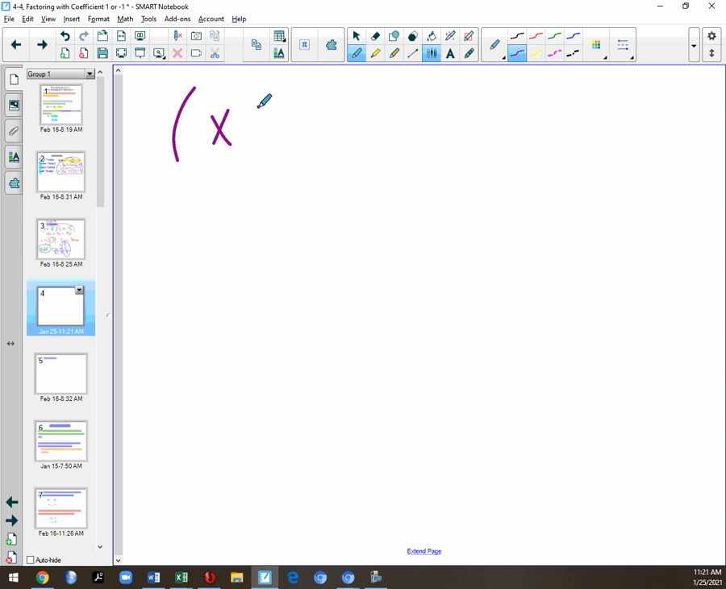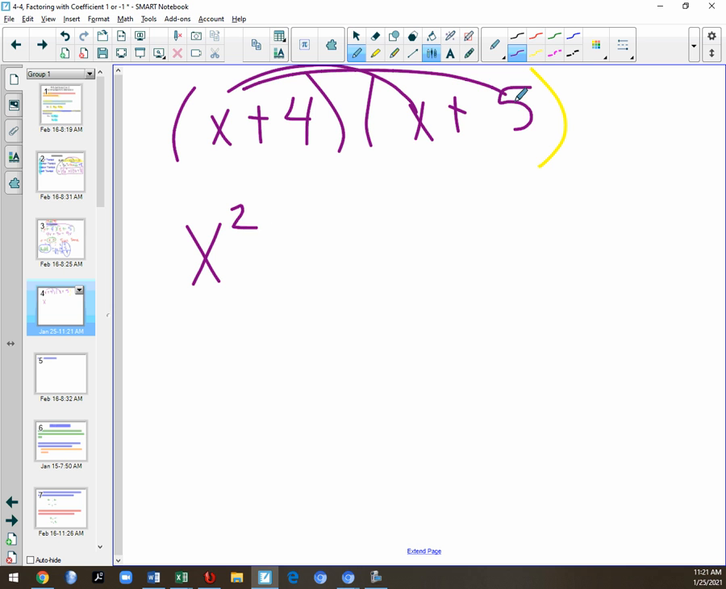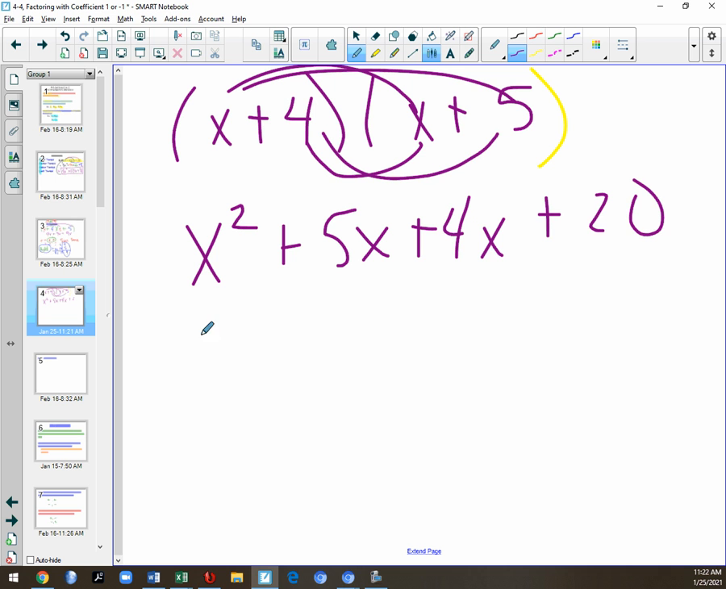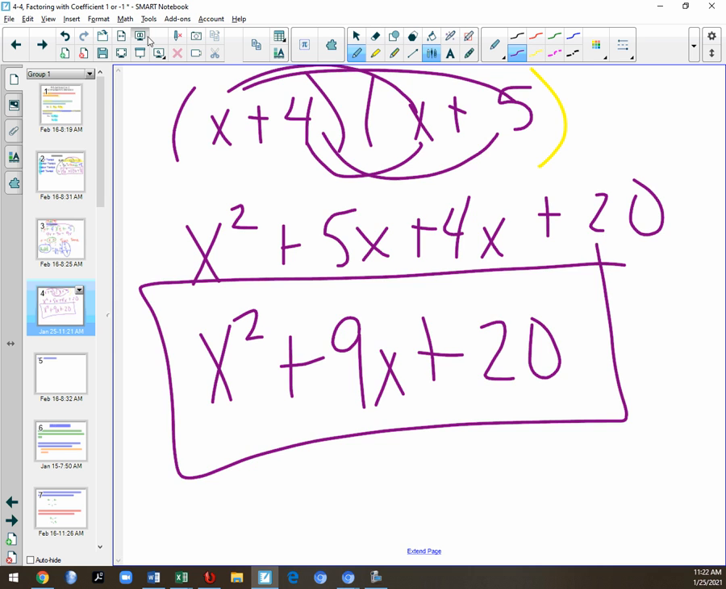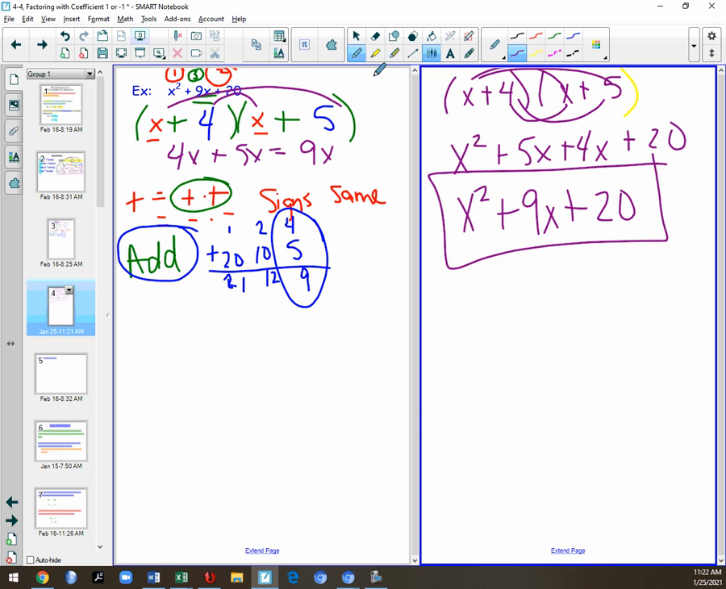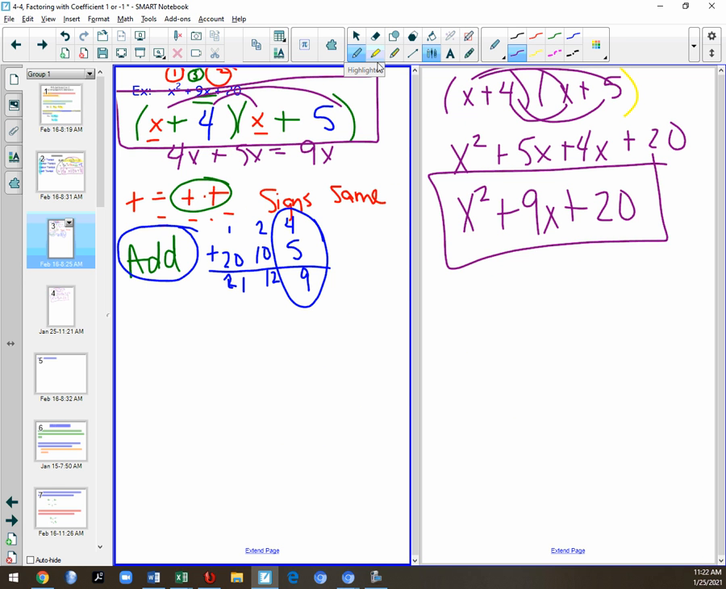Well, I wrote x plus 4 times x plus 5. If I wanted to FOIL this completely, I absolutely could. X times x is x squared, x times 5 is 5x, inner is going to be 4x, and last is going to be a 20 to give me an x squared plus a 9x plus a 20. So what this means is I know that I've done my factoring correct, and this right here is my answer.